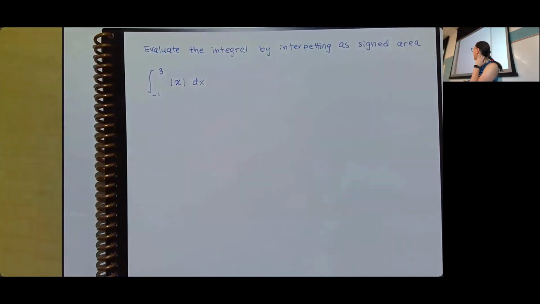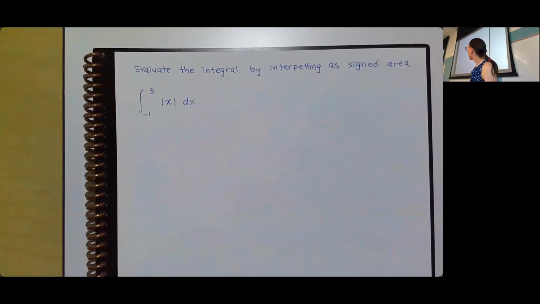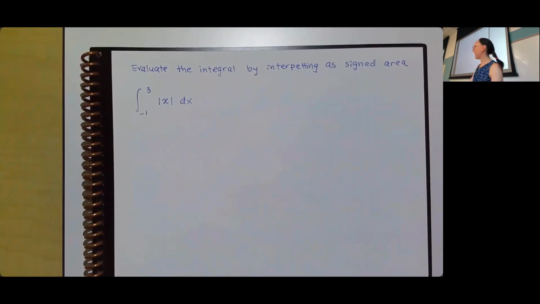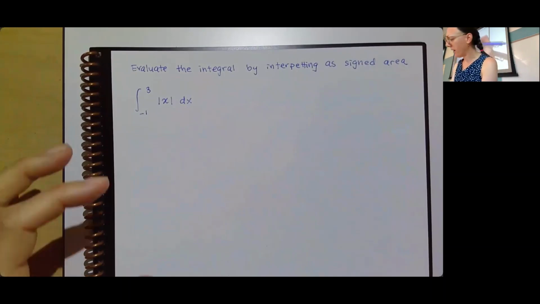I'll give us a simplified absolute value graph. But we're just going to evaluate the integral by interpreting it as signed area. That means we have to draw a picture. I don't have a way around that. If we're going to interpret this as signed area, we've got to get a picture going.